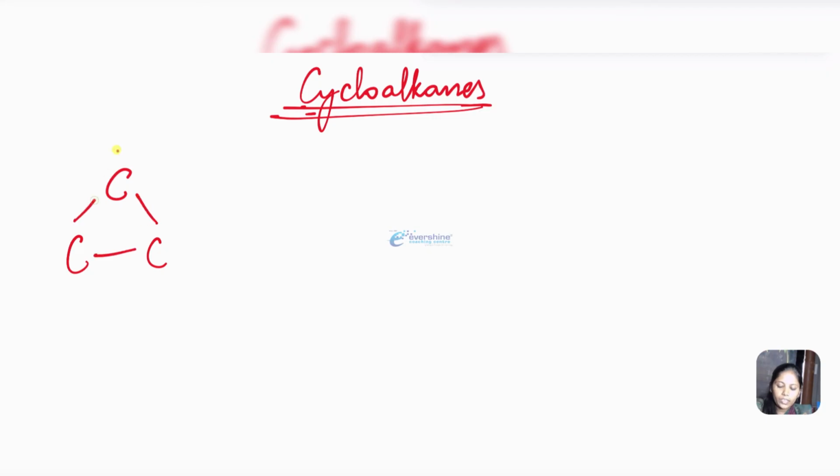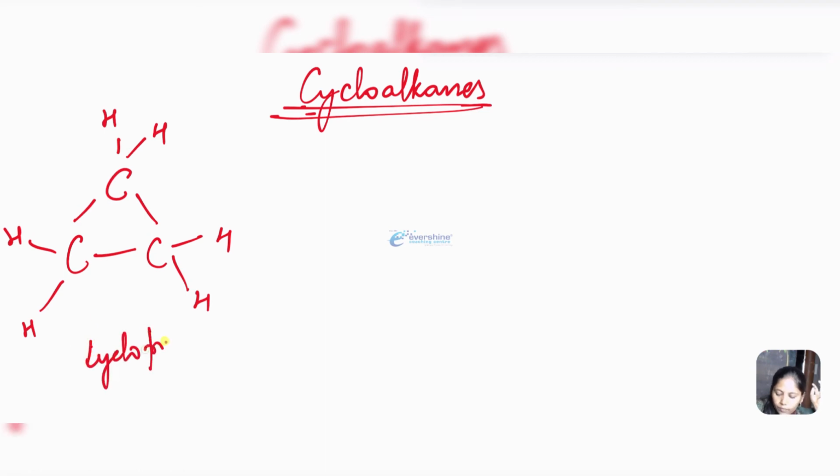Then we should study cycloalkanes. Cycloalkanes means carbons which are bonded to each other in a cyclic manner. This is cyclopropane, a hydrocarbon having three carbons in a cyclic manner. So cycloalkane names always start with prop, because only with 3 carbons can we make a cyclic ring.